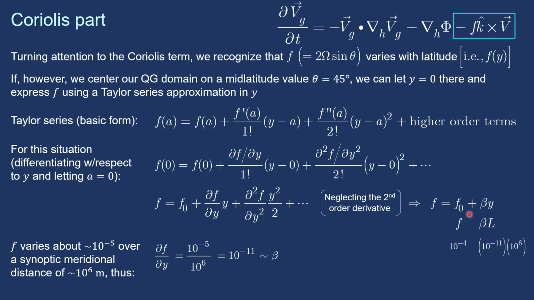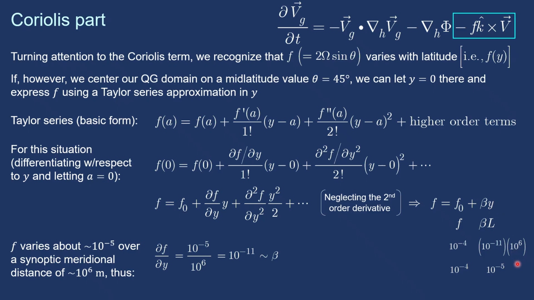So f will go as 10 to the minus 4, beta 10 to the minus 11, which we just computed, and the horizontal length scale 10 to the 6, or 1,000 kilometers. So when you work out the scales here, we get 10 to the minus 4 for f naught, and we get 10 to the minus 5 for beta y, which suggests at first glance that we could probably ignore beta y out of this.